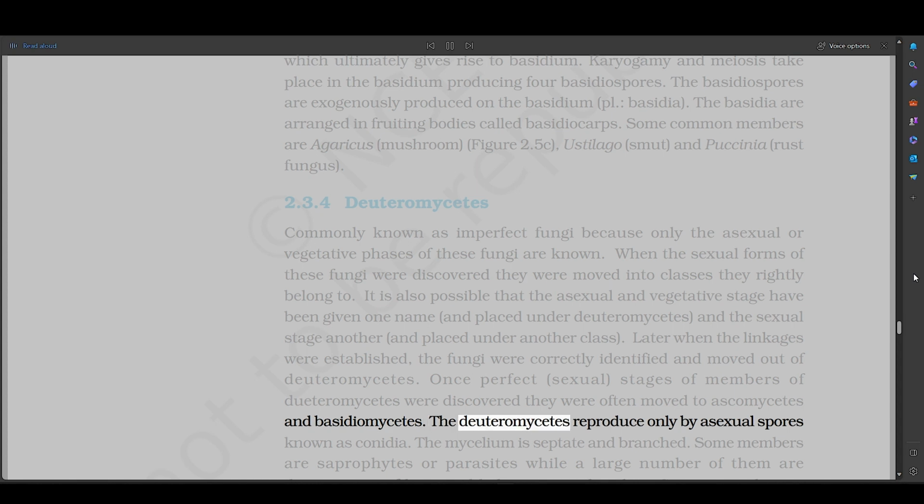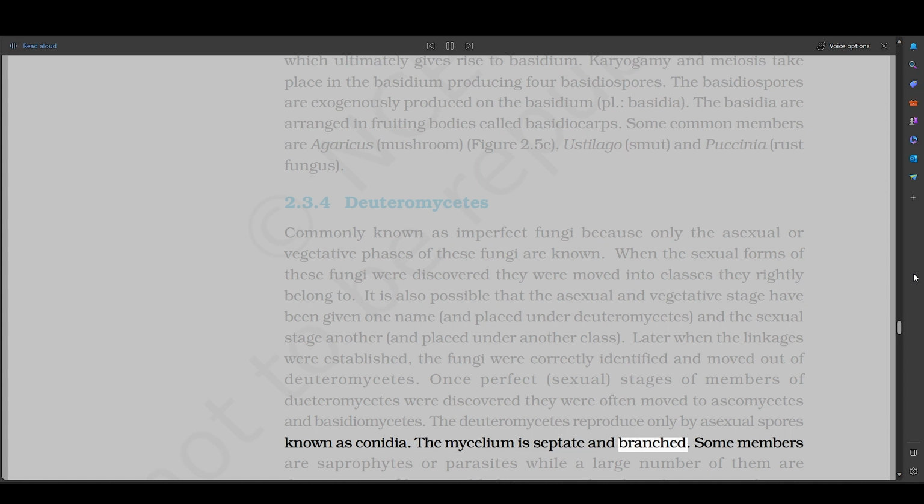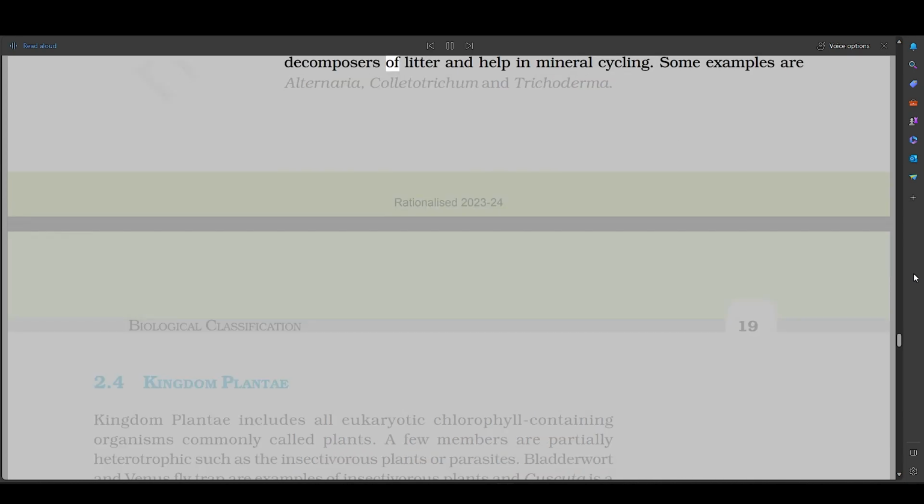The Deuteromycetes reproduce only by asexual spores known as conidia. The mycelium is septate and branched. Some members are saprotrophic or parasites, while a large number of them are decomposers of litter and help in mineral cycling. Some examples are Alternaria, Colletotrichum, and Trichoderma.